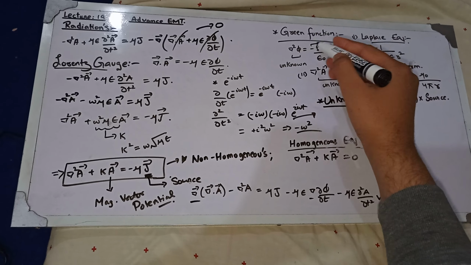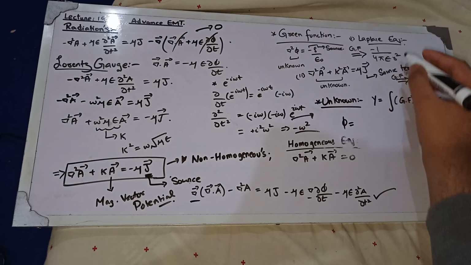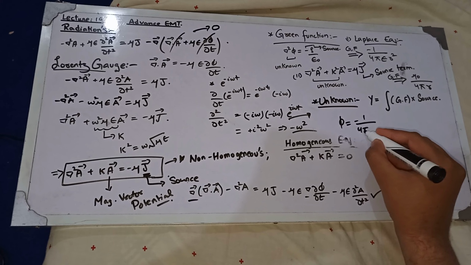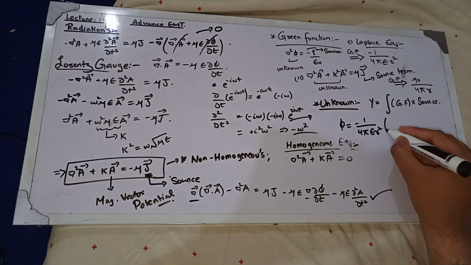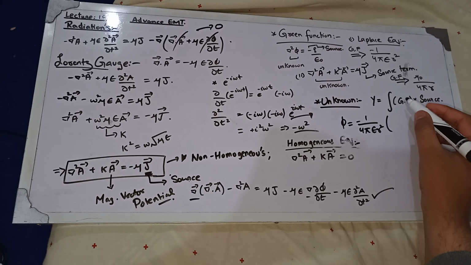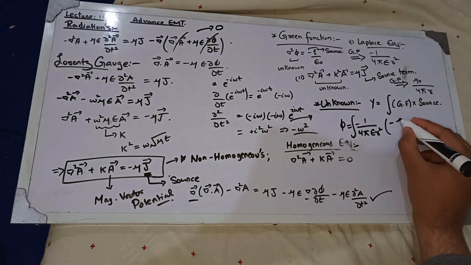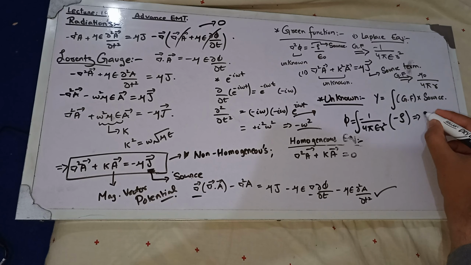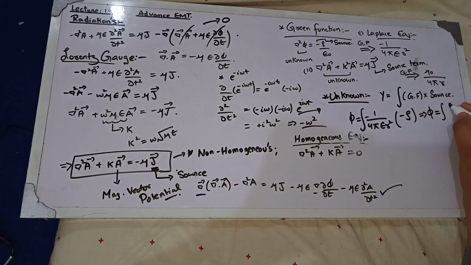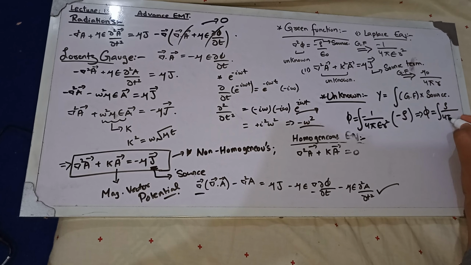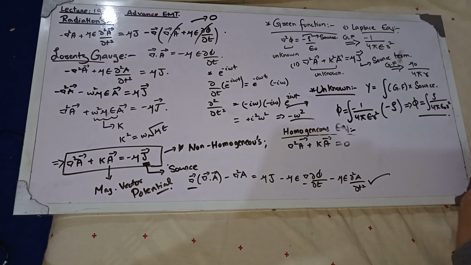I have to find the unknown, which is psi. So my psi becomes equal to my Green function. The Green function is this, minus 1 divided by 4 pi epsilon r square. Okay, and multiplied by, sorry, there is an integral sign here, multiplied by the source, and the source I mentioned to you is minus rho. So your unknown psi becomes equal to the integration of rho divided by 4 pi epsilon naught r square. So this is how you can find the unknown using the Green function.